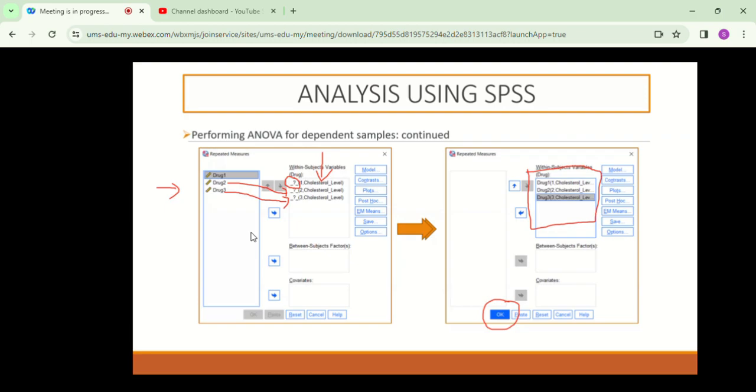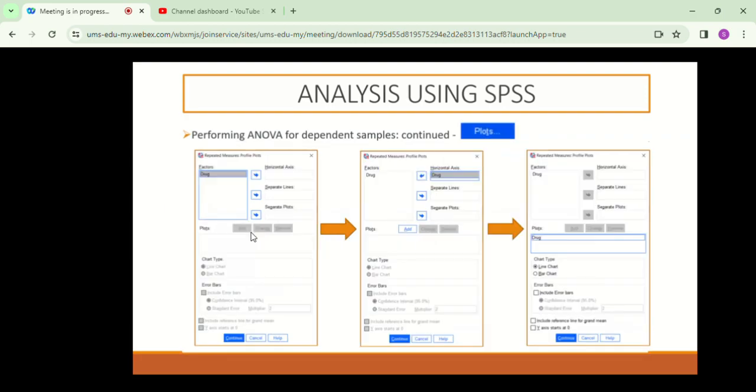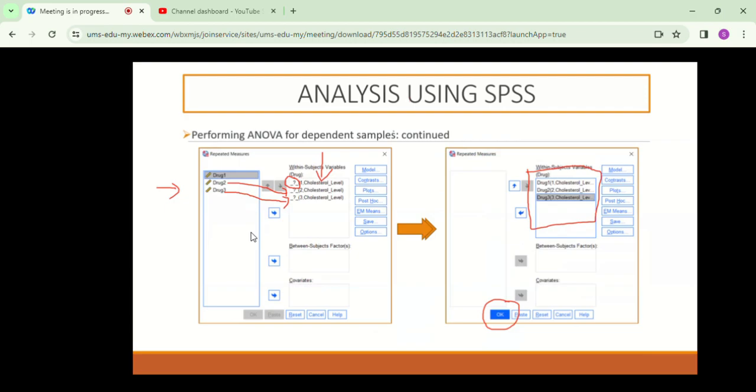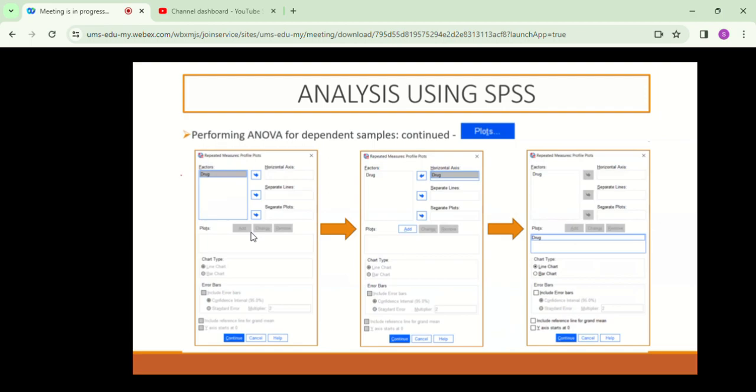You can click OK, or you can go to post hoc and options. So let's say that we go to plots. Here, plots. We want a supplementary output to help us interpret the result. So let's say we click plots, and then this one will appear. What I'm going to do is just drag it into the horizontal axis.